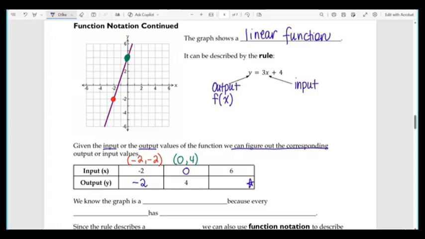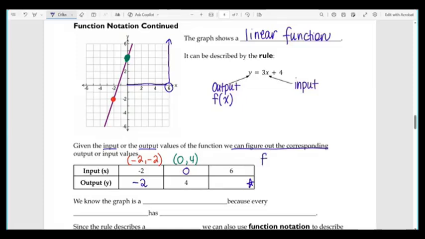Now the last one, it says the input is 6. So with my eyeballs, I'm going to go over to where the x is 6, and then I'm going to start traveling up to see what the y value is. But as you see, the line goes off the graph. I cannot see where it would intersect with the line. So that's where I'm going to use my function notation.